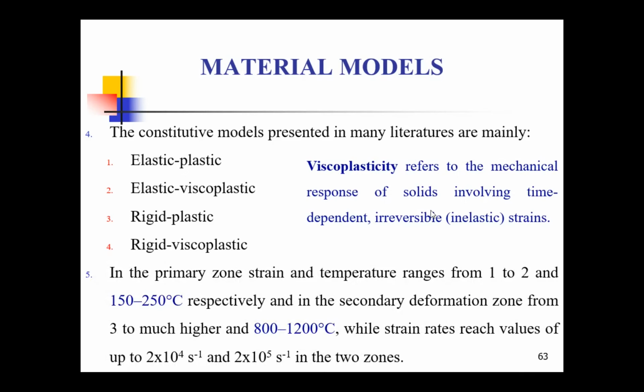So what are the strains and temperatures in the two deformation zones? We will be considering the primary and secondary. In the primary deformation zone, the temperature will be around 150 to 250 degrees centigrade. But in the case of the secondary deformation zone, higher temperatures in the order of 800 to 1200 degrees centigrade will be there. So that much amount of heat has to be dissipated out. That's why we will be using different types of cutting fluids.